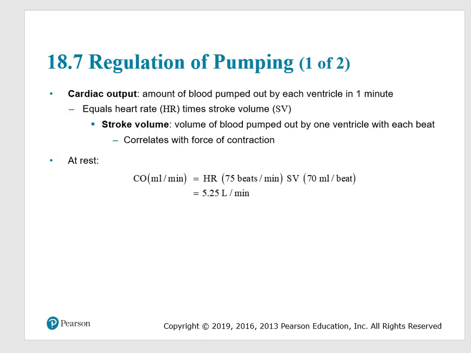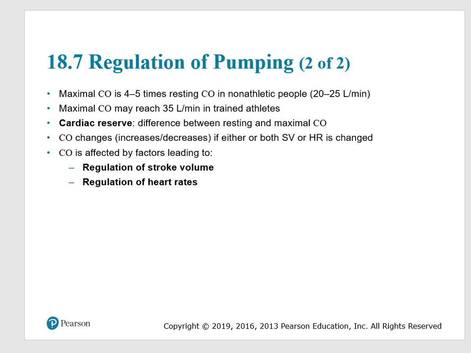How many times your heart beats depends on your SA node. That'll be your 75 beats per minute. So heart rate times SV, 75 times 70, converted from milliliter to liter, is 5.25 liter per minute, which will be your cardiac output during rest. The cardiac output will increase depending on whether you're working out or resting. If you are an athlete, the cardiac output can increase to 35 liter per minute. If you're a non-athlete, it goes up to 20 to 25 liter per minute.